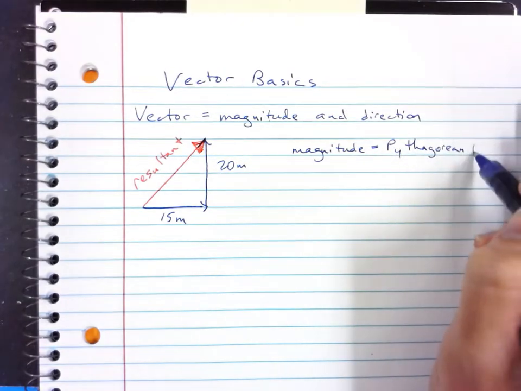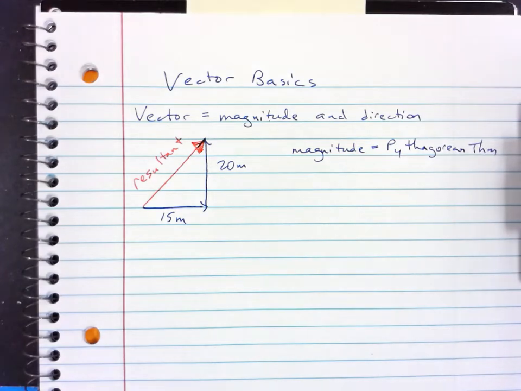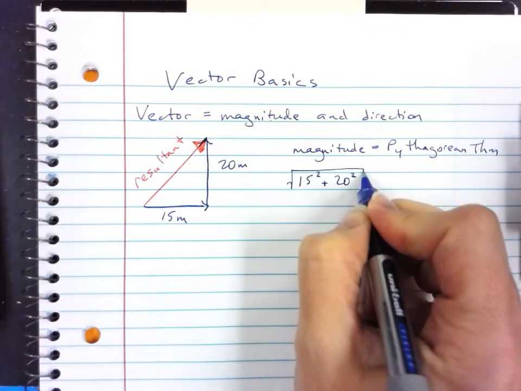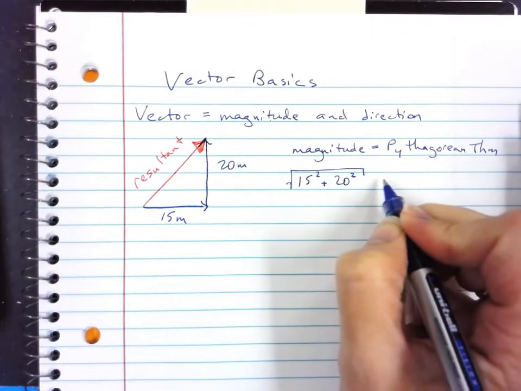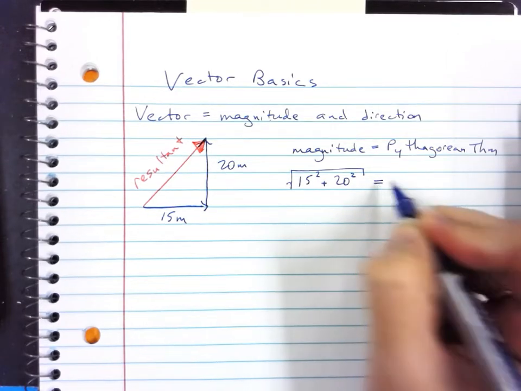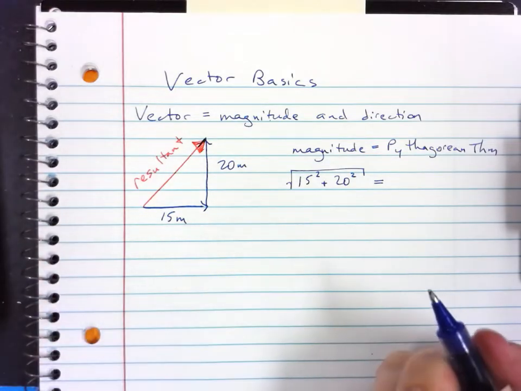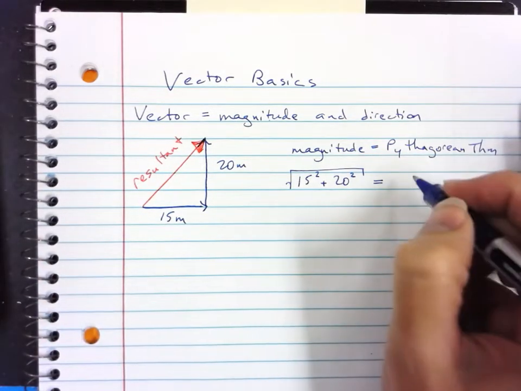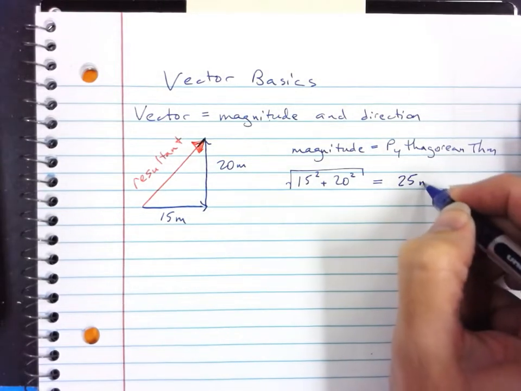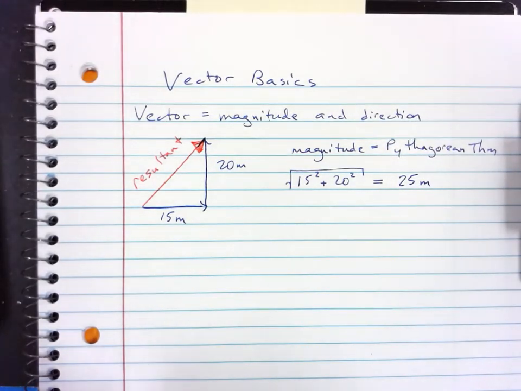Pythagorean theorem. So if I grab my calculator, I need to do 15 squared plus 20 squared. Take the square root of that whole thing. 15 squared plus 20 squared. Take the square root. Well, that wasn't on purpose. It turns out that that's 25 exactly. Oh well, life goes on. Now, that's the easy part.